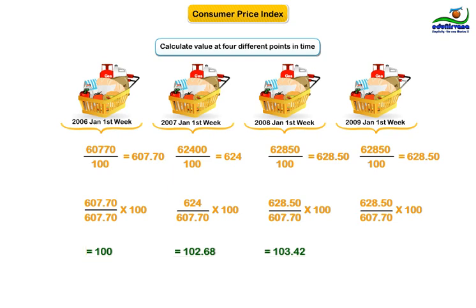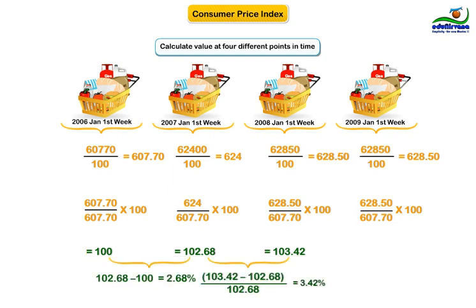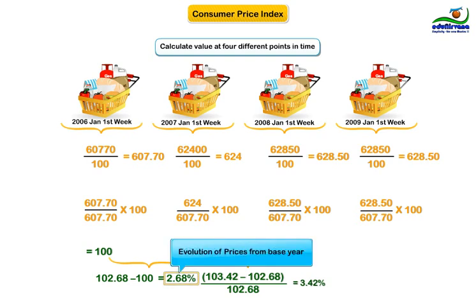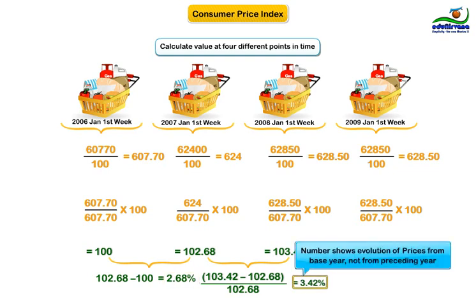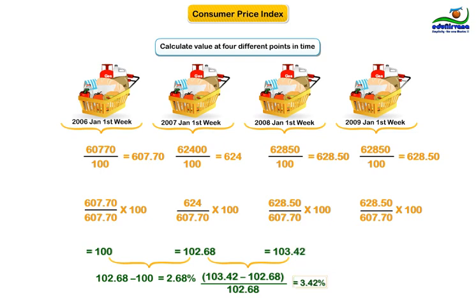evolution of prices. We may, for example, immediately conclude that prices rose by 2.68% on average in the first week of January 2007 and by 3.42% during the first week of January in 2008.